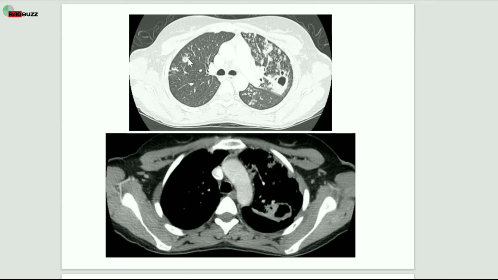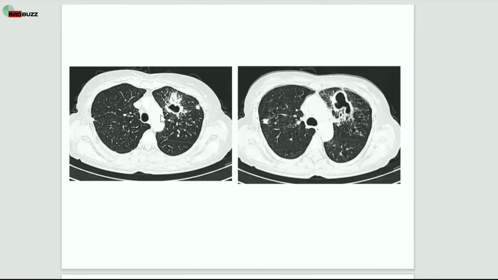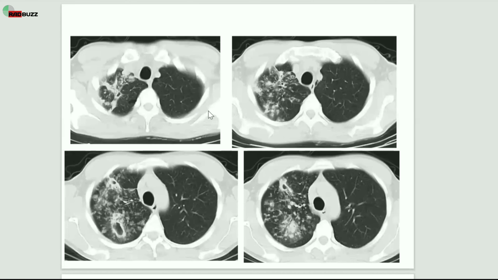On the right side, we can also see this lesion with central area of cavitation. These nodular areas will also cavitate at some point in time. Again, a cavitary lesion with possible bronchial wall thickening here, and a nodular area along the fibrosis on the contralateral side.